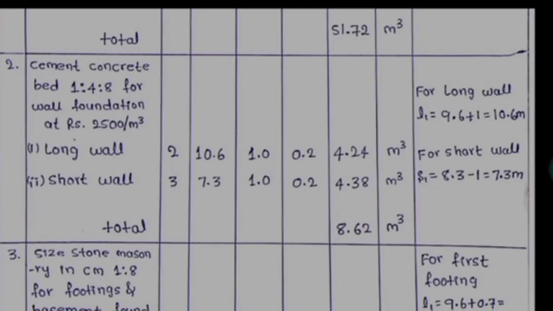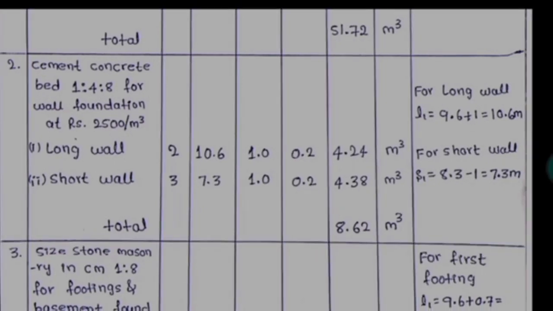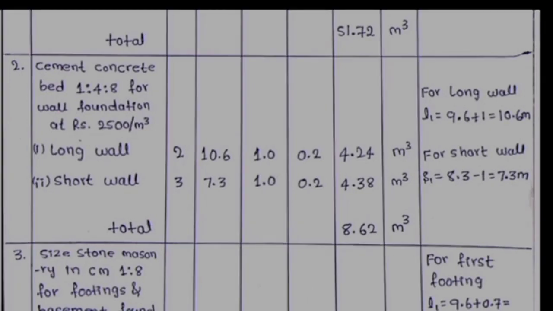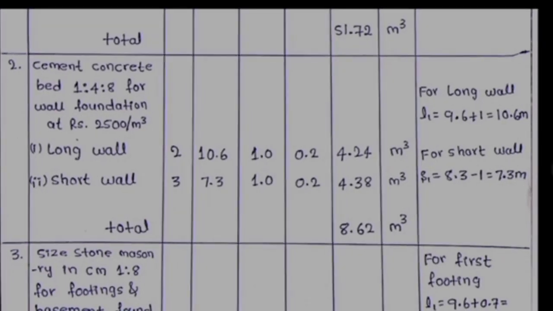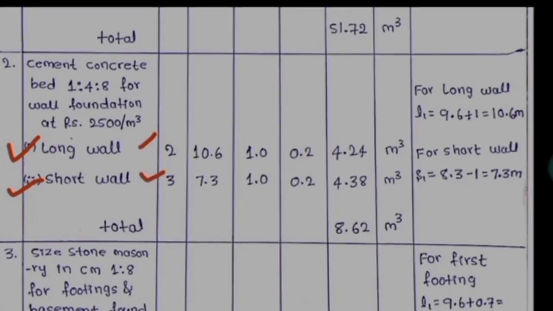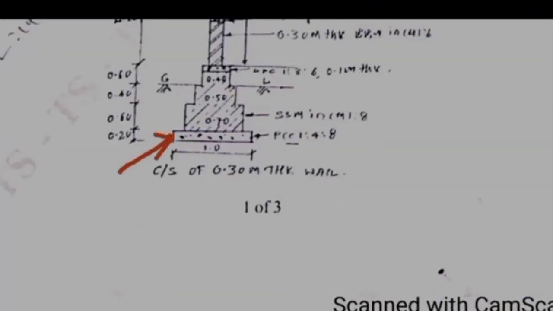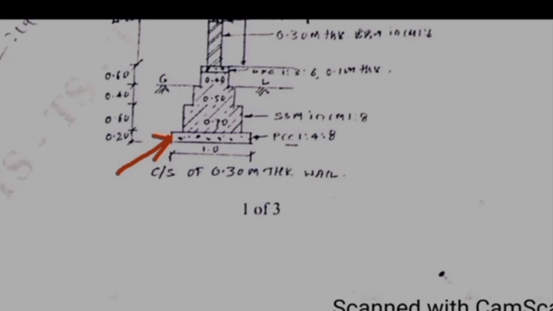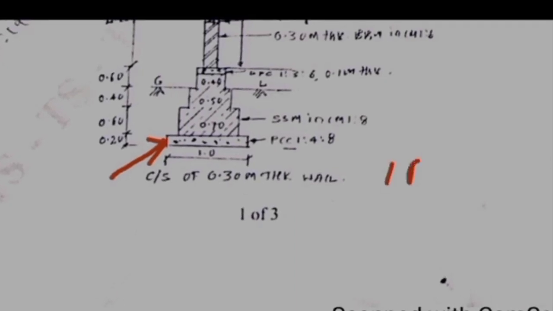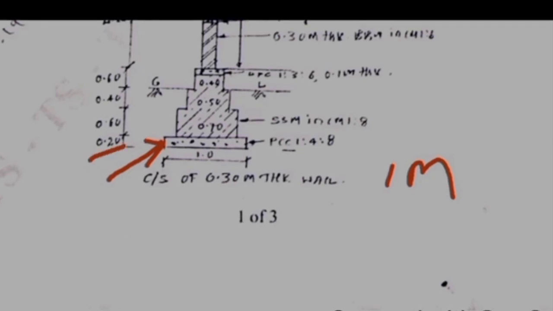Second item of work is cement bed concrete 1:4:8 for wall foundation at rupees 2500 per meter cube. Write the long wall and short wall and write its numbers, 2 and 3. So this is the foundation bed, that is the PCC. They have given the width of the foundation as 1 meter and the depth of the foundation is 0.2 meter.